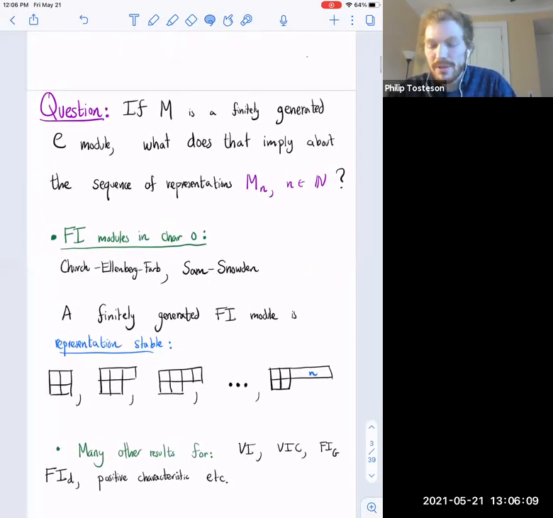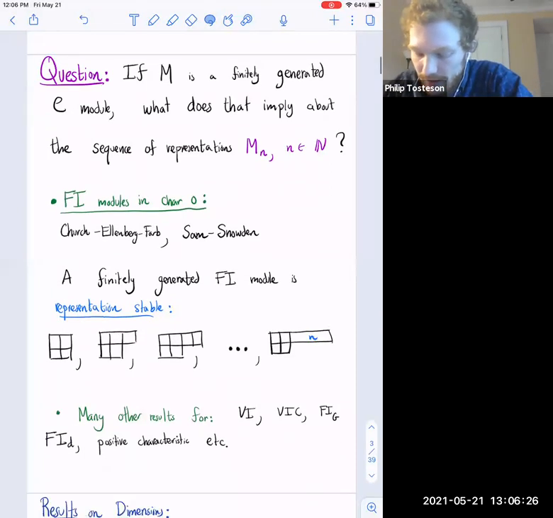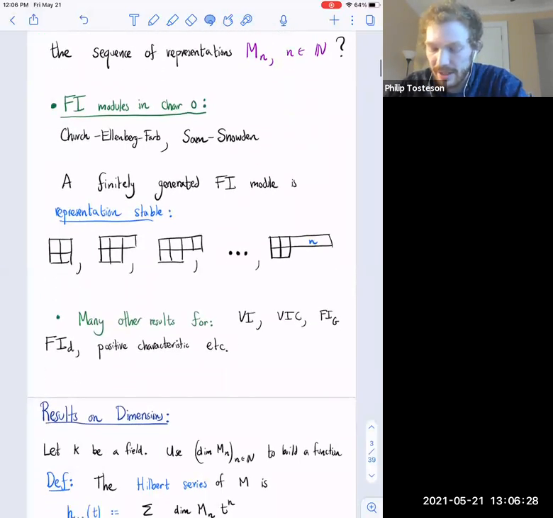Of course, since this work on FI-modules, there have been many other results for different categories: VI, VIC, FIG-modules, type B FI-modules, FI_d, things in positive characteristic as opposed to characteristic 0, categories of FI type, things like that.